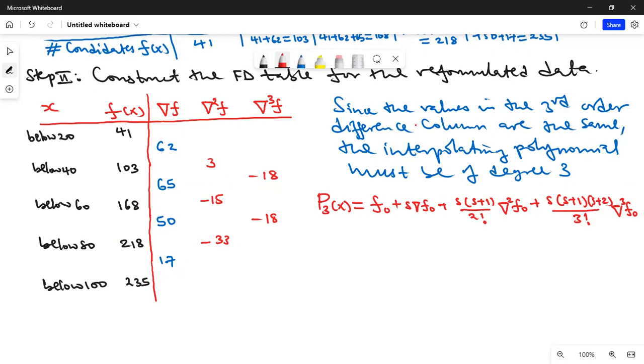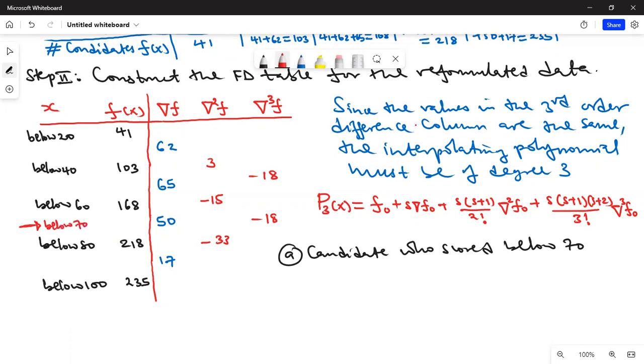Now, let's go to part A. We need to estimate those who scored marks below 70. So in part A, candidates who scored below 70. So locate where below 70 is. You see 70 is somewhere here. This is where we have below 70.